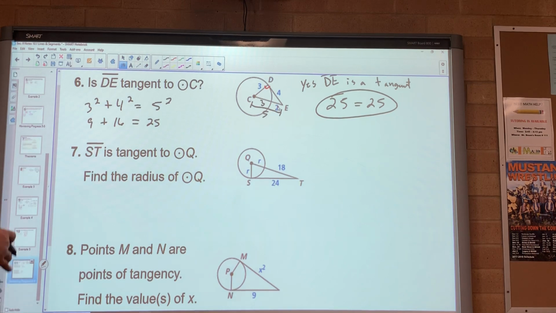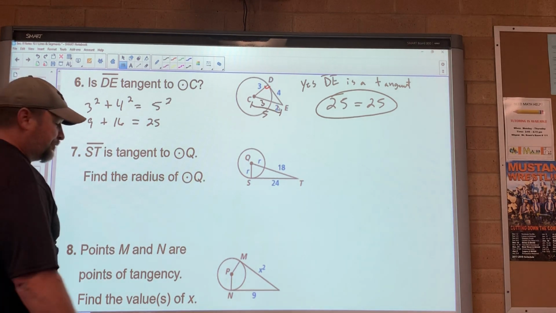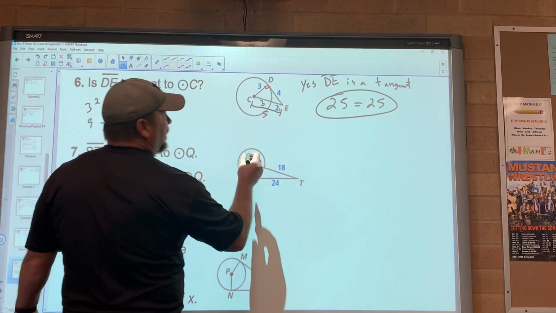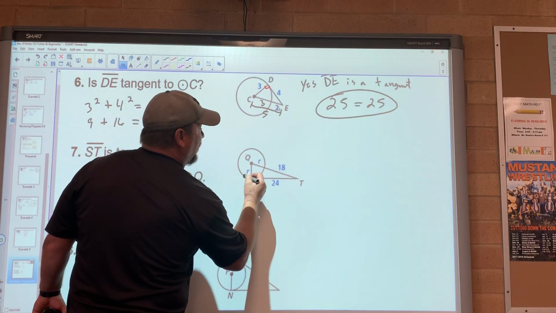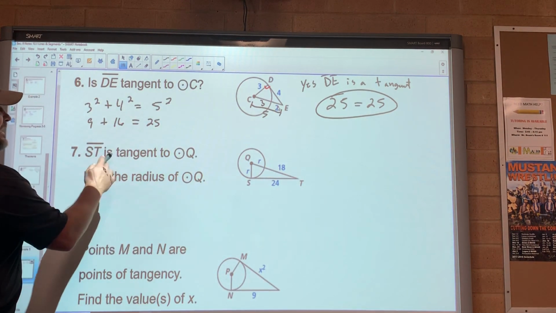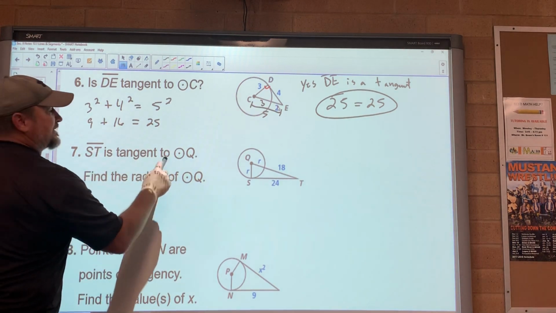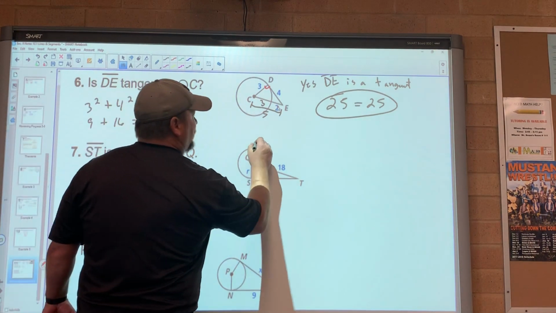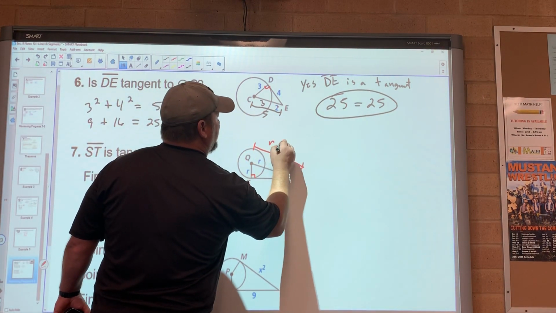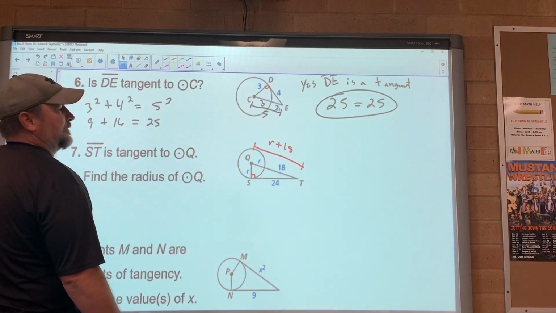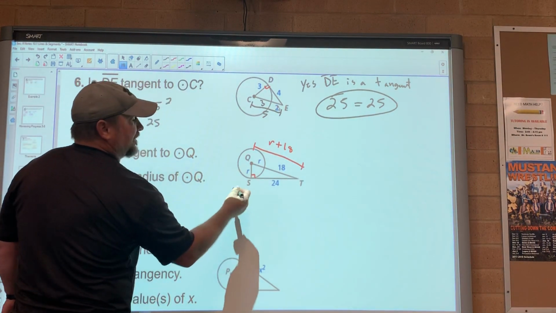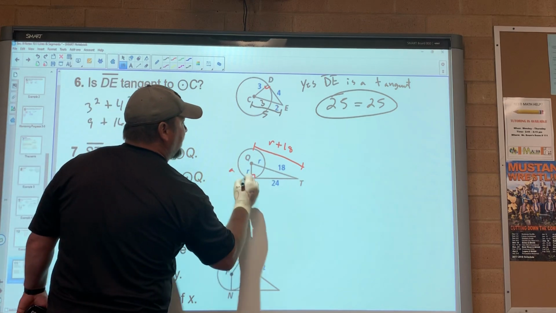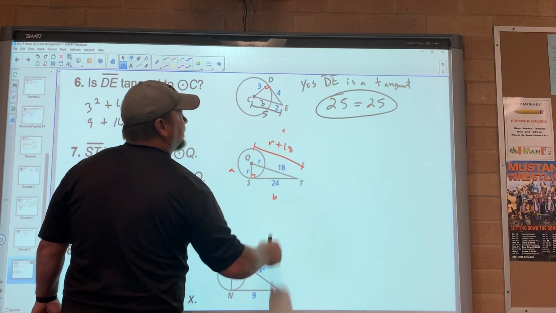All right, they want us to be able to find the radius for this problem. This one's just like our last one that we did a second ago. What I'm going to do is just help you set it up. I'm not going to finish it just for the sake of time. Okay, maybe I will. We'll see. We already know it's a tangent. It says ST is the tangent of circle Q, so we already know that's a 90. This whole side right here would be called R plus 18. This side would be R. This side's 24.